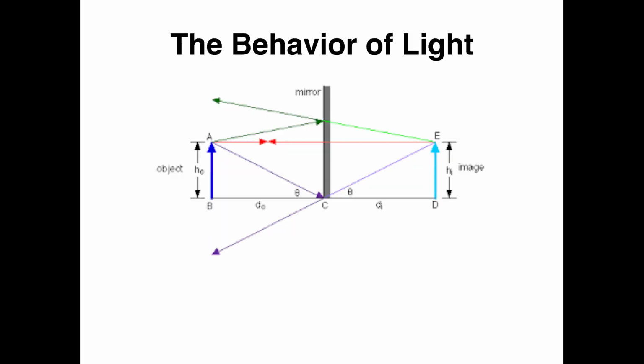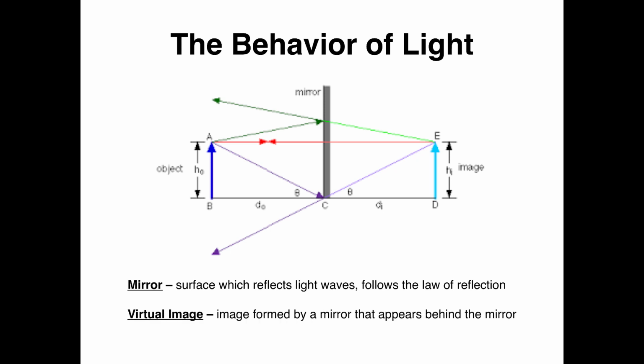Now, remember we talked about reflection. And here is an example of reflected light. This is a mirror. A mirror is a surface that reflects light waves and follows the law of reflection, which means the angle of incidence is equal to the angle of reflection. A virtual image can be formed by a mirror, and it's an image that appears behind the mirror.